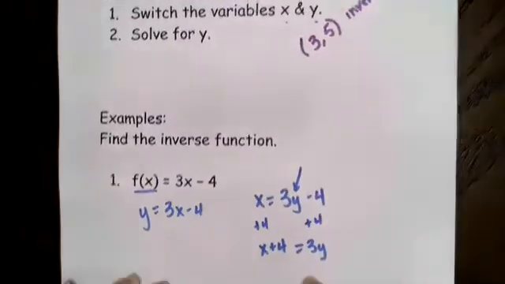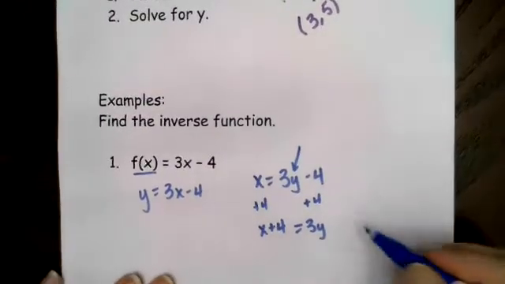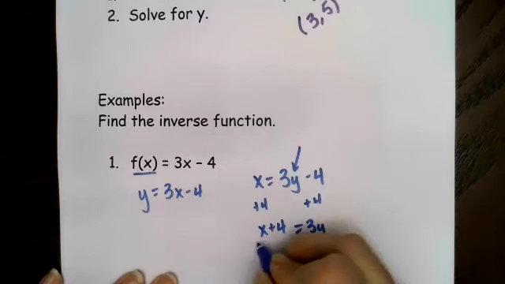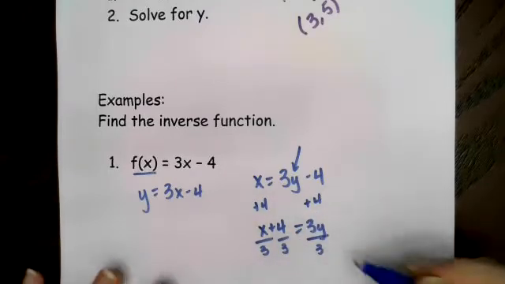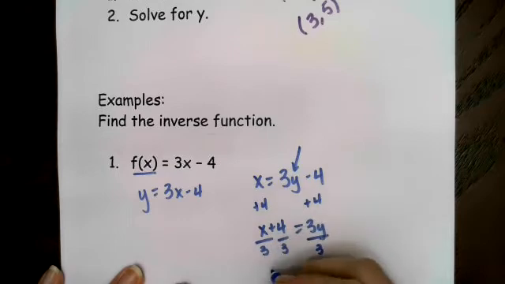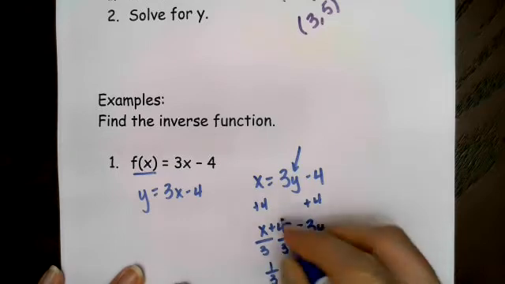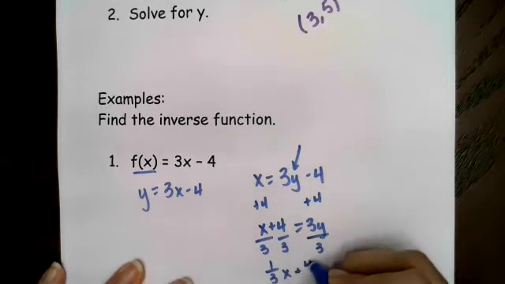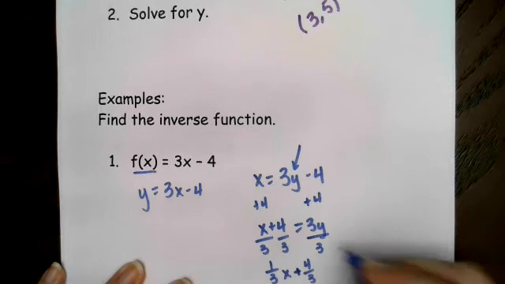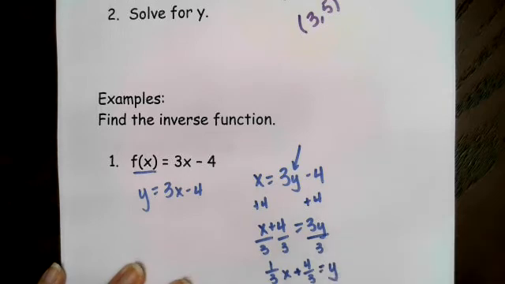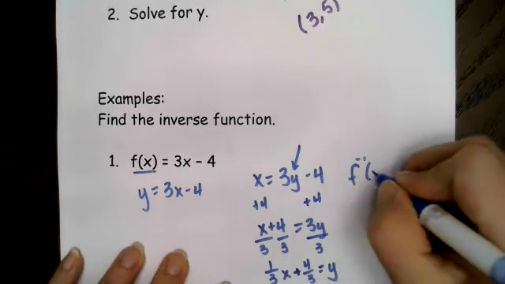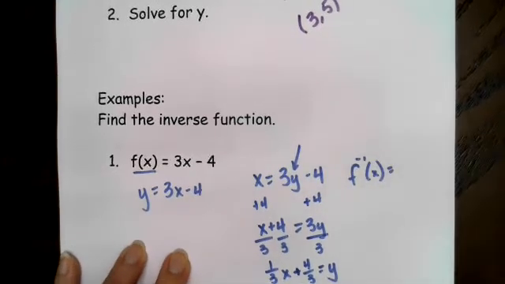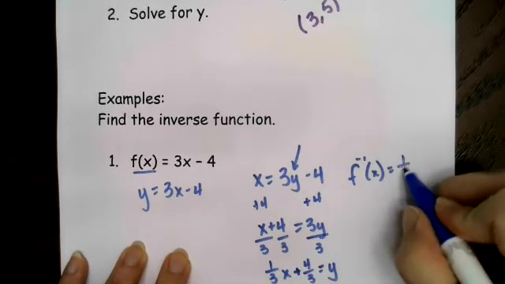Then my coefficient of y needs to be eliminated. So I'm going to divide by 3. I highly recommend that you divide everything by 3. It makes it a little bit easier and you don't miss something. So x over 3, I can write as 1/3 x. I have 4 over 3. You are more than welcome to write it as a decimal if you want. So this is what y equals. So my inverse function, f inverse of x, is equal to this equation here.